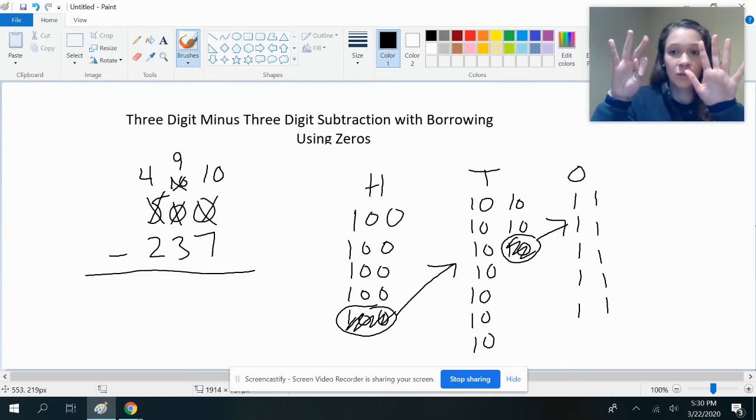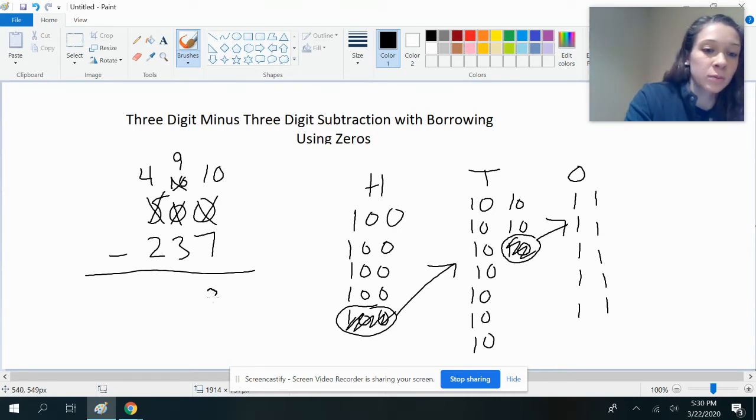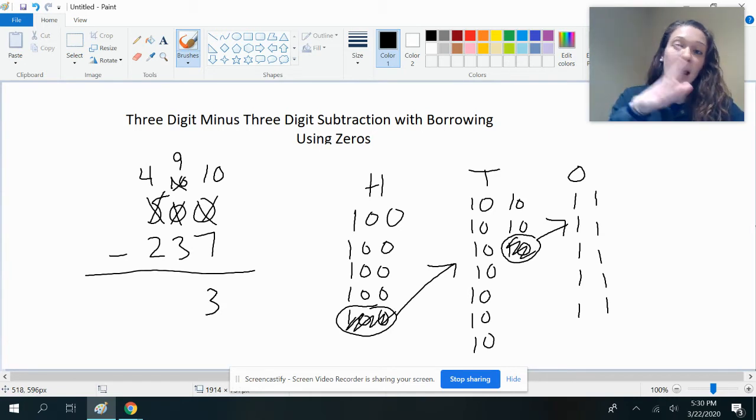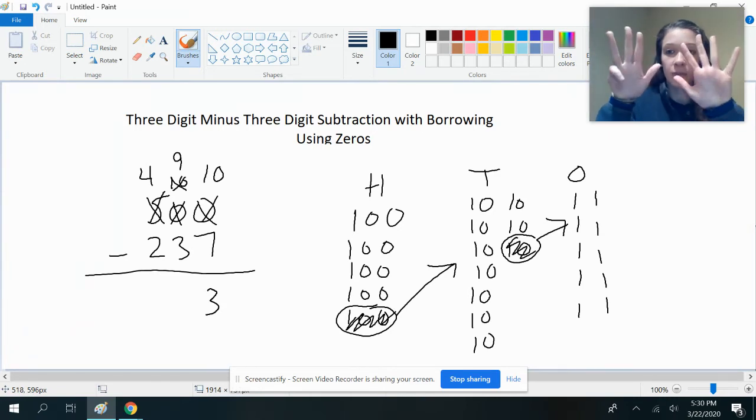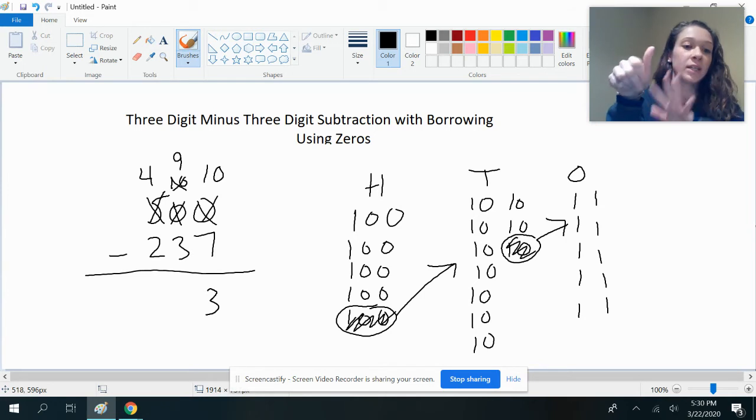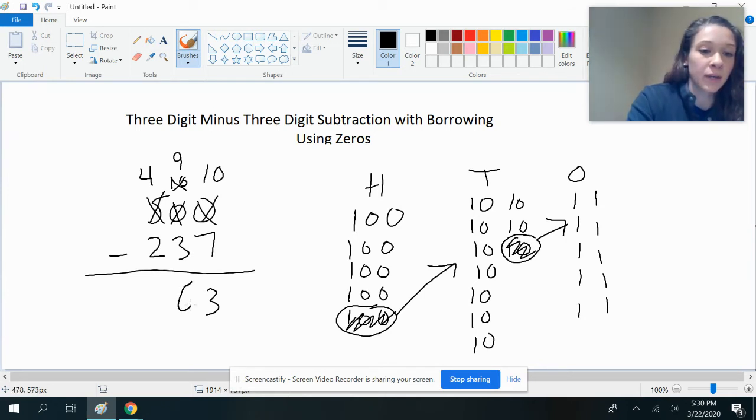So 1, 2, 3, 4, 5, 6, 7. So 10 minus 7 is 3, so I'll write that in my ones place. Now I can move to the tens place. So 9 minus 3, so 9, take away 3, 1, 2, 3. So I have 6. So 9 minus 3 is 6, so I'll write that in my tens place.